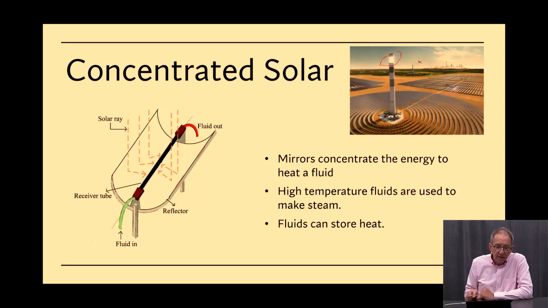Same thing with this. This is a parabolic mirror, a parabolic trough, with a tube that runs through, and the sun hits this and reflects back on that tube that's full of liquid. That liquid then is heated. We can store that liquid. We can use that liquid to produce steam.